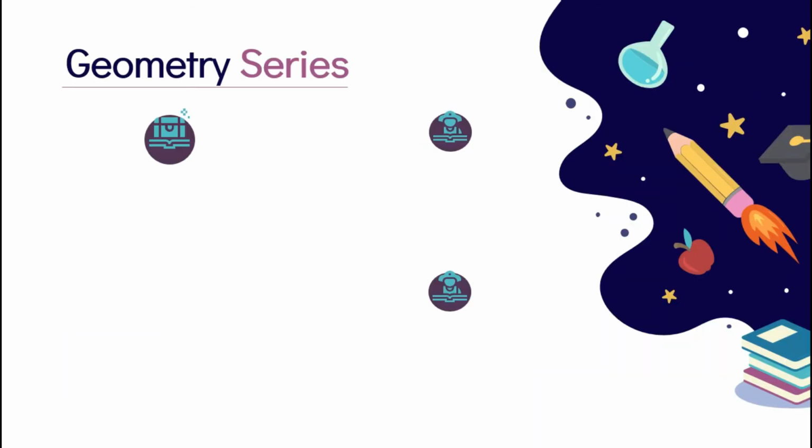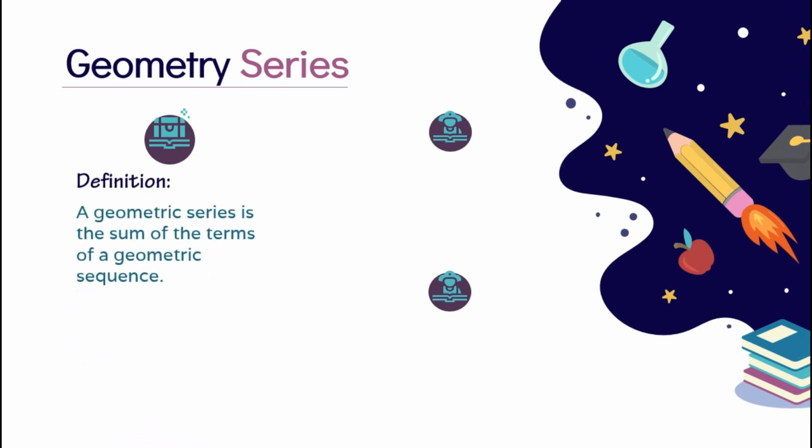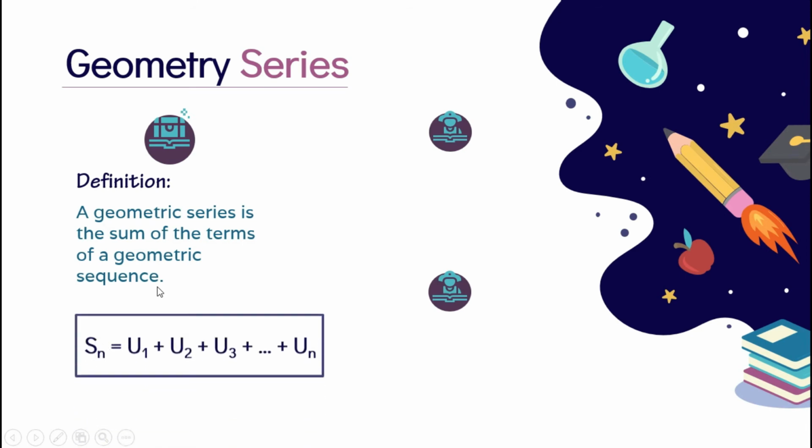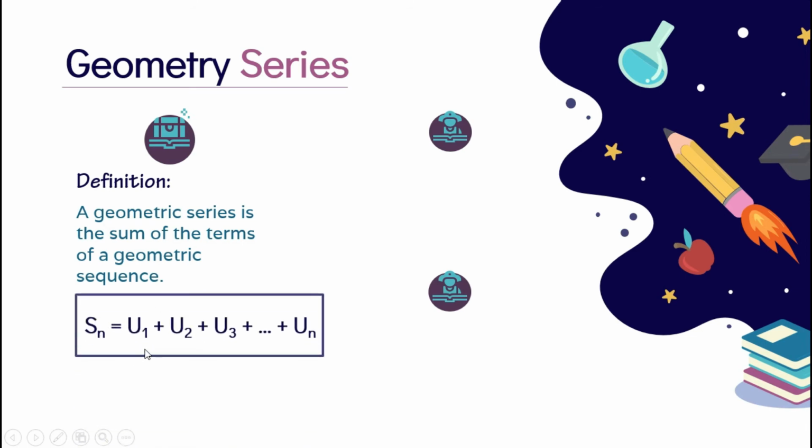Next, about geometric series. The definition of a geometric series: a geometric series is the sum of the terms of a geometric sequence. The sum of the first term to the nth term of the geometric sequence can be calculated as Sn equals u1 plus u2 plus u3 plus and so on until plus un, or as Sn equals a plus ar plus ar squared plus and so on until plus ar to the n minus 1 power.